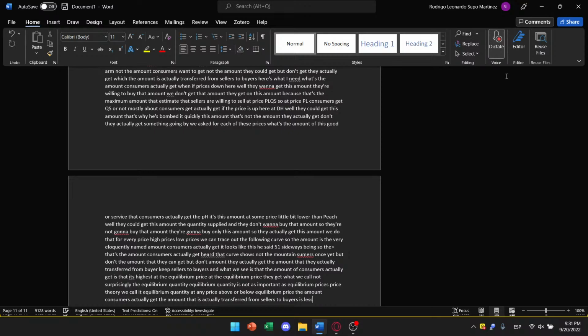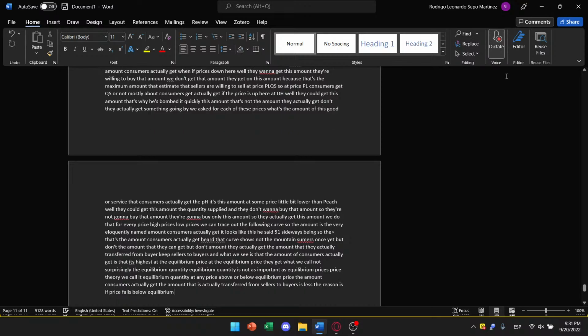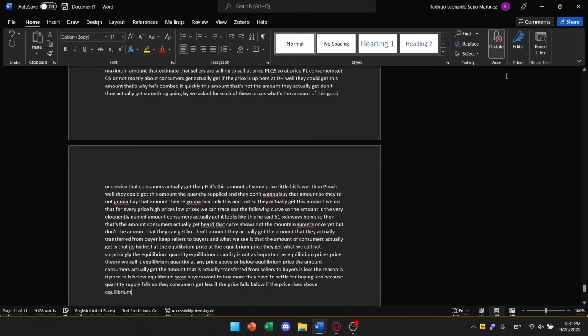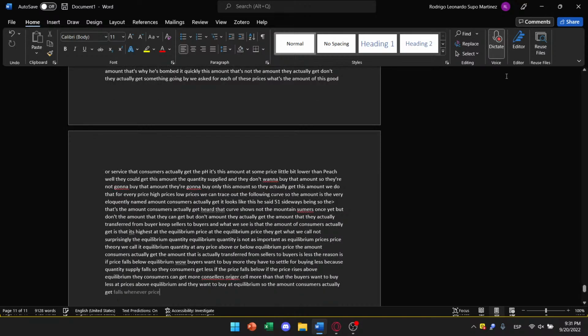The reason is, if the price falls below equilibrium, while buyers want to buy more, they have to settle for buying less because the quantity supplied falls. So consumers get less if the price falls below equilibrium. If the price rises above equilibrium, sellers are eager to sell more than that, but buyers want to buy less. If the price is above equilibrium, they want to buy at equilibrium. So the amount consumers actually get falls whenever price rises above or falls below the equilibrium level.